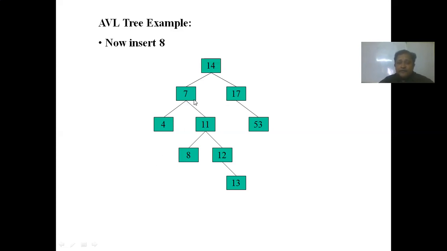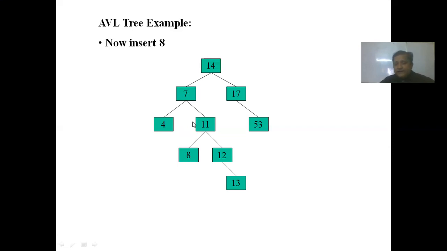11 will become the parent node. 7 will become the left child. And what will happen with 8? Then 11 will come up. 7 will become the left child of 11. 8 will become the right child of 7, because 8 is already the left child of 11. When 11 becomes the parent node and 7 its left child, then 8, which is currently the left child of 11, will become the right child of 7.